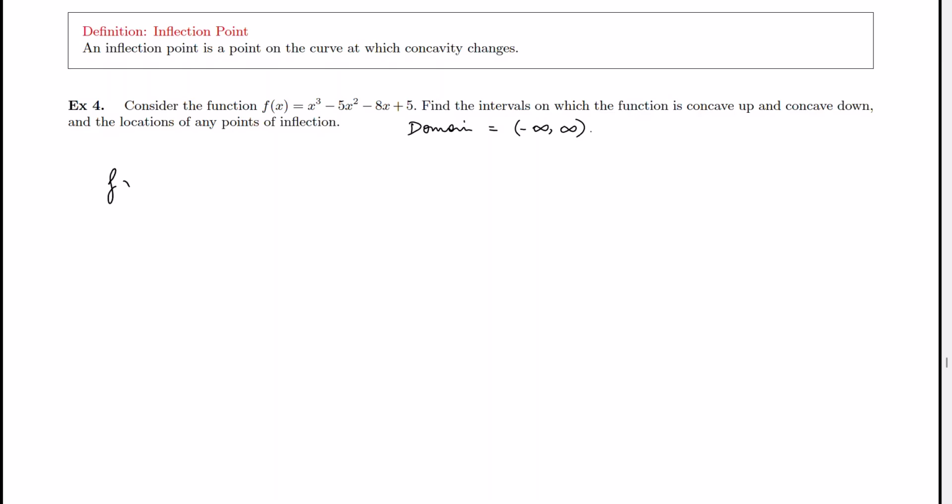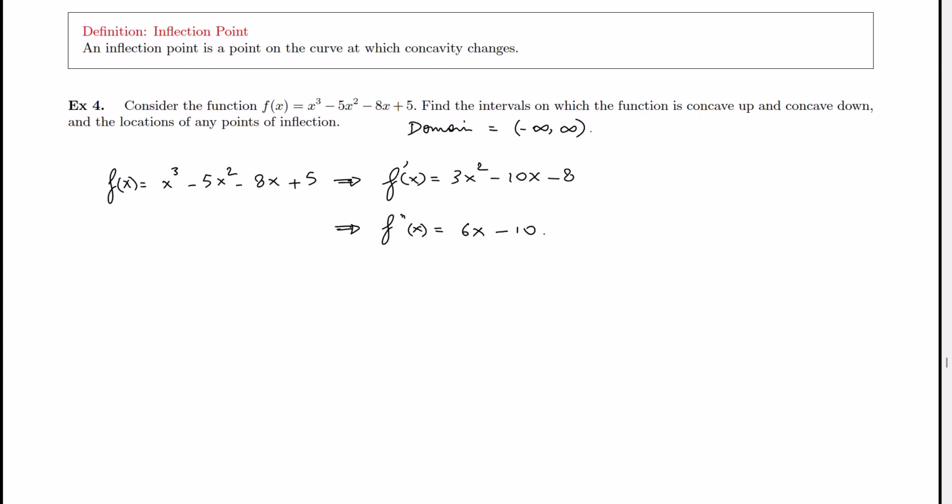What we need next is to find the second derivative, but we'll begin with the function itself, and we'll have to find the first derivative and then the second derivative. So given this function f of x, the derivative f prime of x will be 3x squared minus 10x minus 8. But we are not interested in the first derivative anymore. Whenever the question has to do with concavity or inflection points, we need to be able to get the second derivative. So from this, we can proceed to get the second derivative f double prime, which will be 6x minus 10.